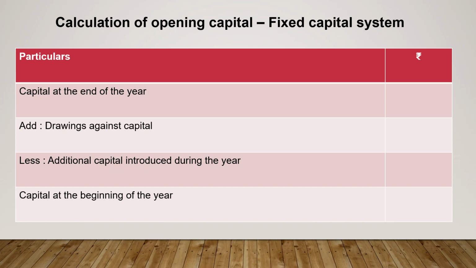First we will take that this particular firm is maintaining capital under the fixed capital system. So here the simple statement would be, we would start with the capital at the end of the year, which comes from the balance sheet, or if they are given capital as on 31st March of that particular year, it means it's the closing capital. So we write that amount here. We just have to add back the drawings against capital, if any, and subtract the additional capital introduced during the year, if any. And that would give us the capital at the beginning of the year, or the opening capital, on which we would calculate the interest on capital.